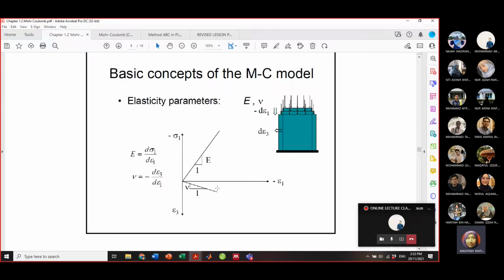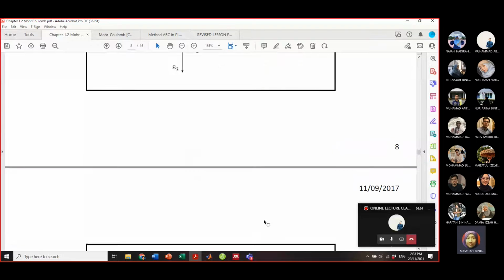The ratio also varies according to the soil type. Whether you are modeling clay or sand, that will give you different values for the Poisson ratio and also the E, Young modulus.